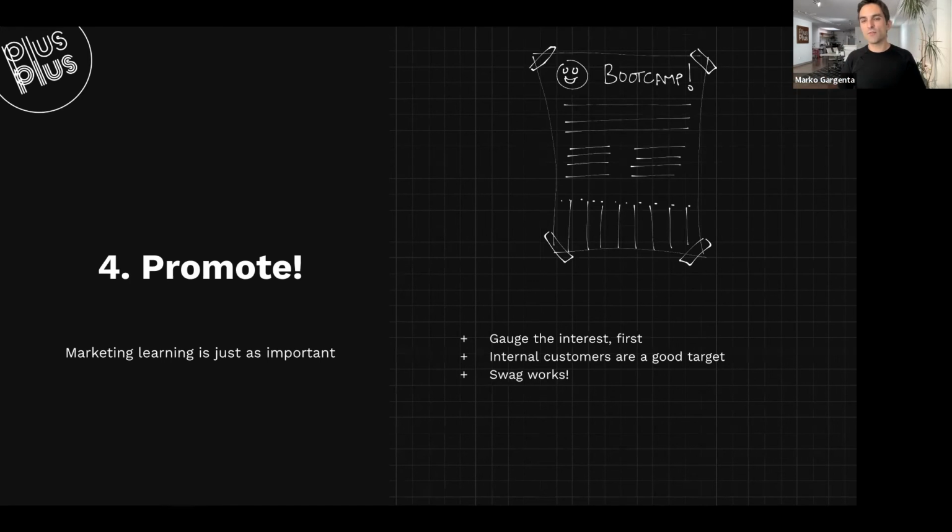And that would give us enough information about how valuable and interesting this is, so that we can get people to sign up, and that would give us the feedback information on that. So you gauge the interest. We would promote it, would use swag. We would use internal customers to help target the courses and so on.